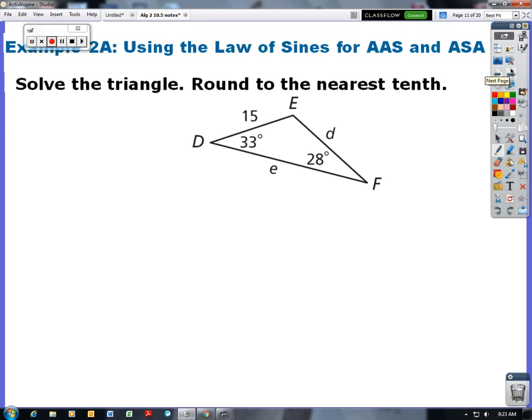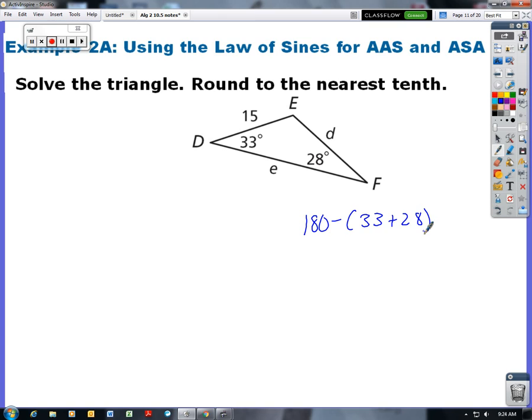Example 2. So we're going to solve this using law of sines. By solving the triangle, that means we're going to find all the missing sides and angles. And right off, notice we have 33 and 28. If we add those up and subtract from 180, we get angle E.